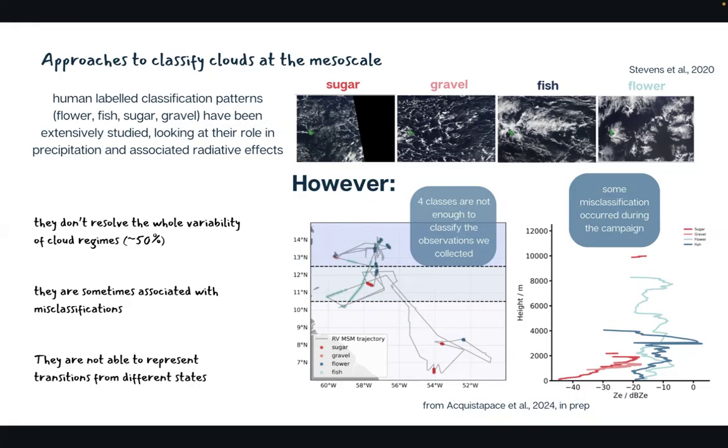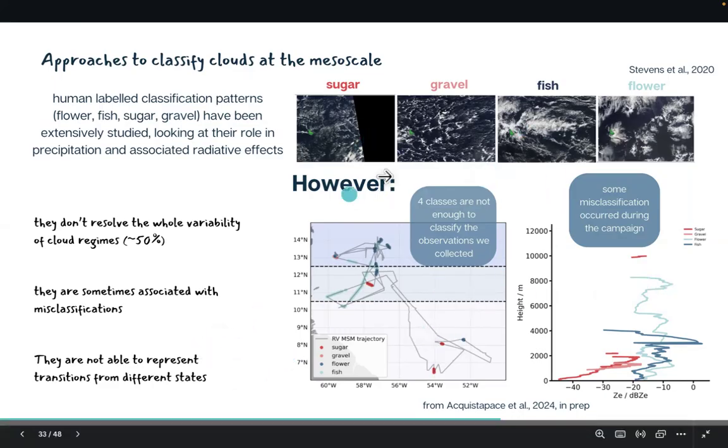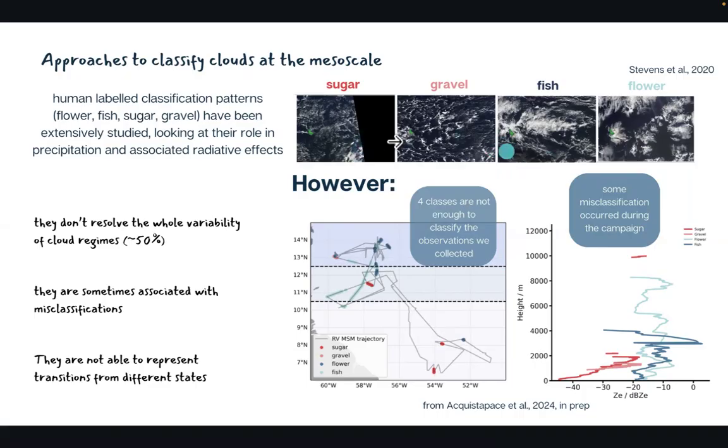This reflects the general statistic that they reported in their paper, that they were able to classify more or less 50% of the samples. We also noticed on the ship track classification that there were some cases of misclassification. For example, we had one deep convective case during our track that was classified as a flower, but had a cloud top reaching 8,000 meters. The other problem that we noticed is that with these classes, we couldn't represent the transition from one class to the other.